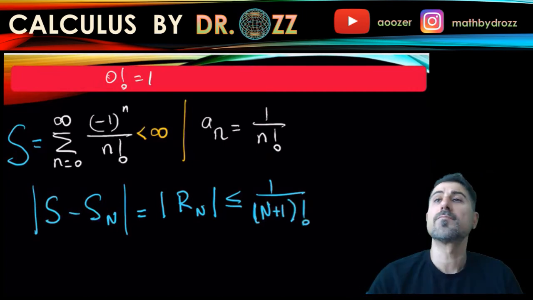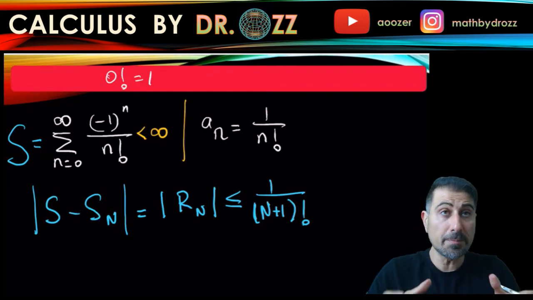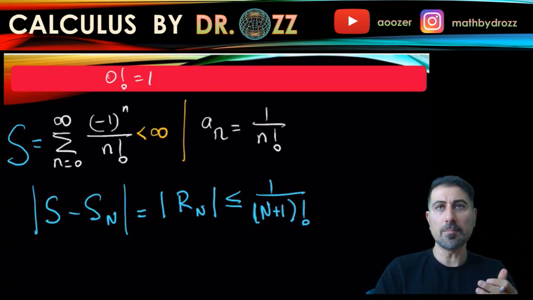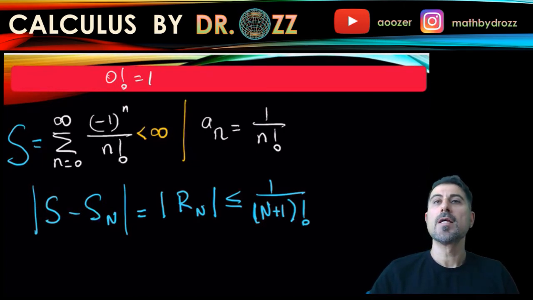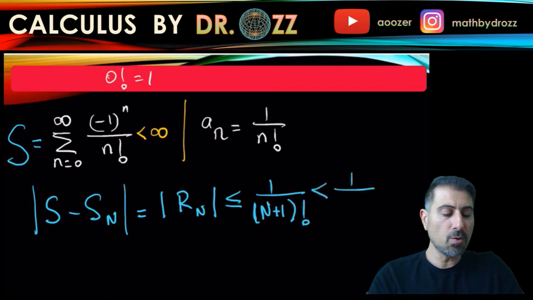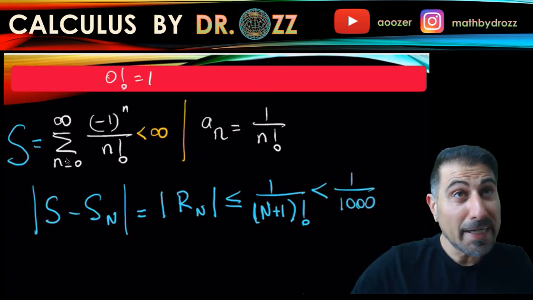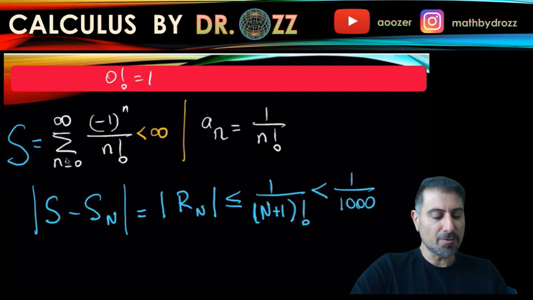I use capital N to make it more clear, because if I use little n, you may be confused. Let's say capital N is the number of terms I keep in the partial sum. So the immediate term after I cut off is a_(N+1), so that's this term. And I want this number to be strictly less than 1 over 1,000. Again, this is a trial and error business, so I'm going to choose certain N values to come up with the smallest possible N.